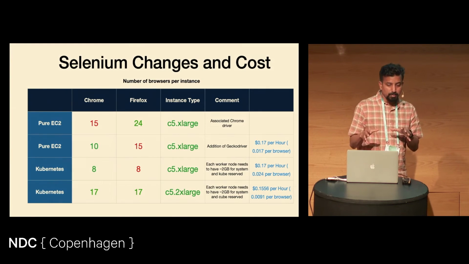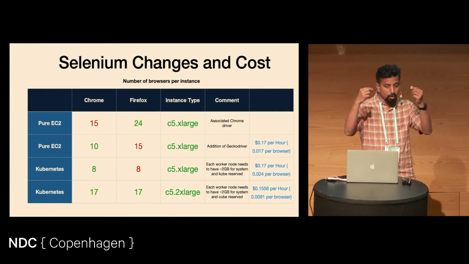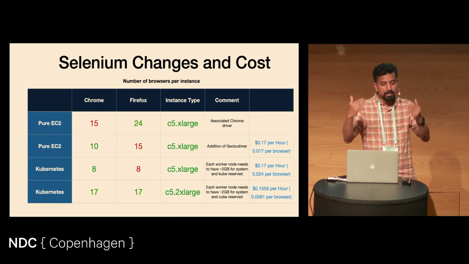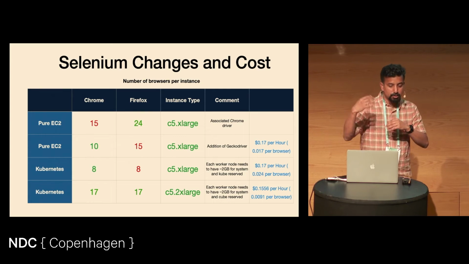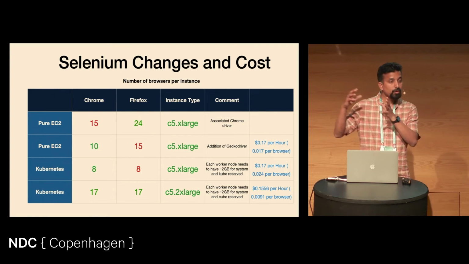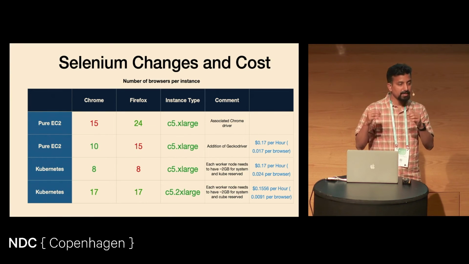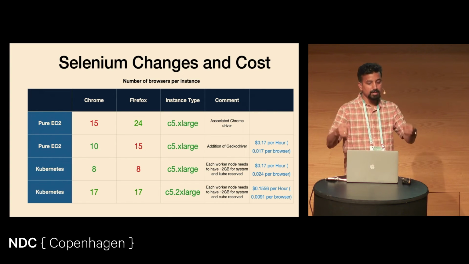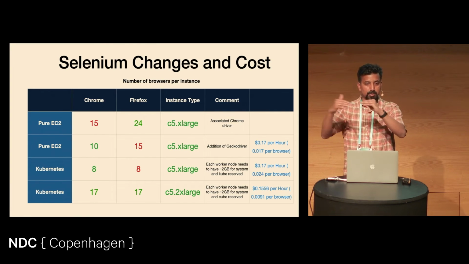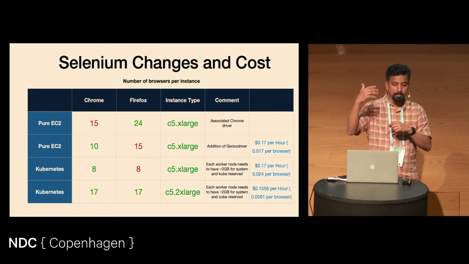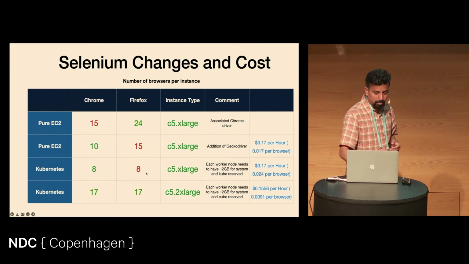So this is another one which shows you how changes in software can also increase the cost. For example, many years ago, when I had an EC2-based solution for Selenium Grid, there was no Gecko driver for Firefox. I was able to run 24 Firefox instances on a C5 X Large. But then they introduced the Gecko driver. Because every browser now has another process attached to it, it needs more CPU and more memory, which means after that, I was able to run only 15 browsers.